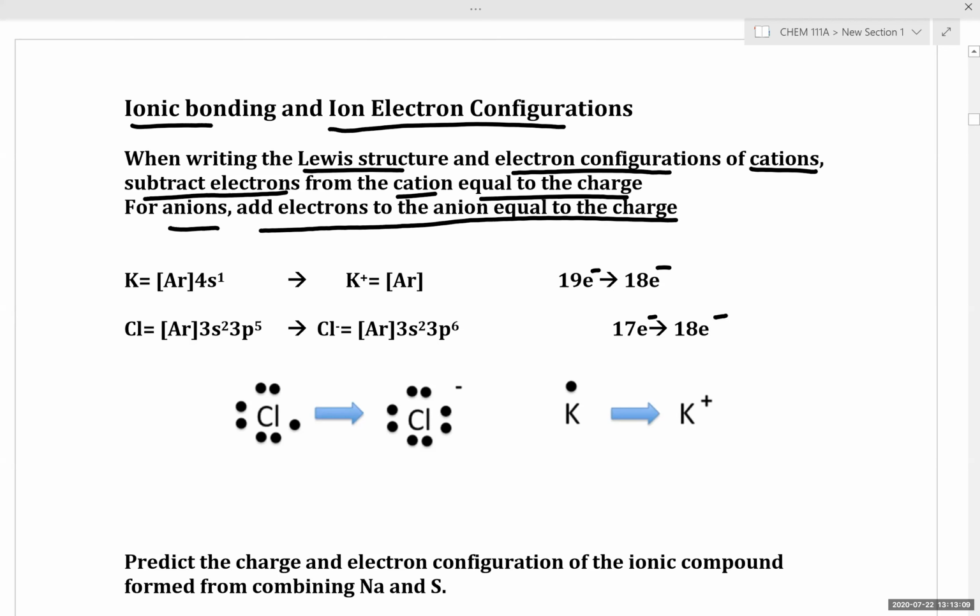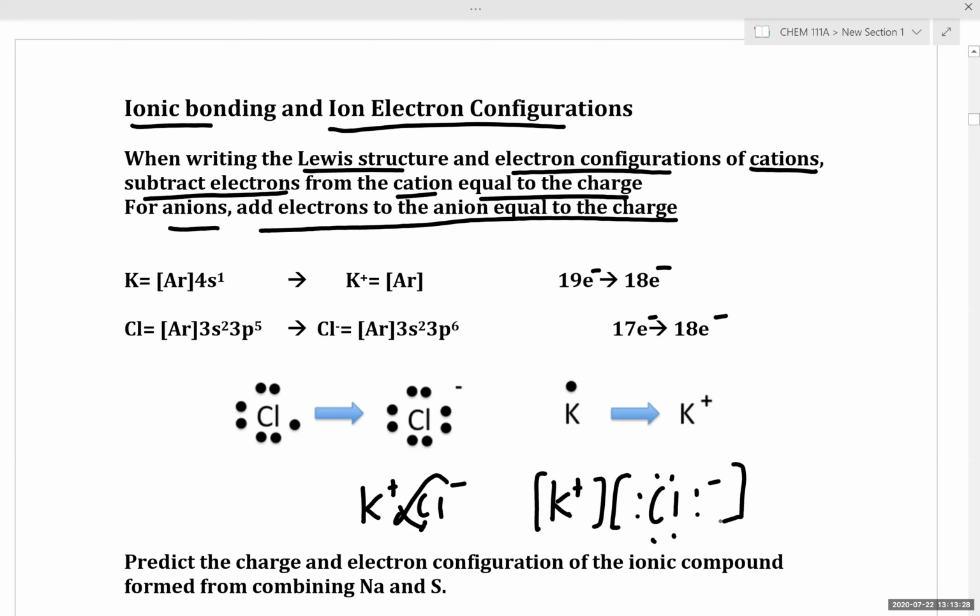Okay, now that we have each of our preferred ions, we know that potassium and chloride can form an ionic compound of the formula KCl. So we have potassium plus and one chloride ion. This is our representation of potassium chloride using the Lewis dot model.